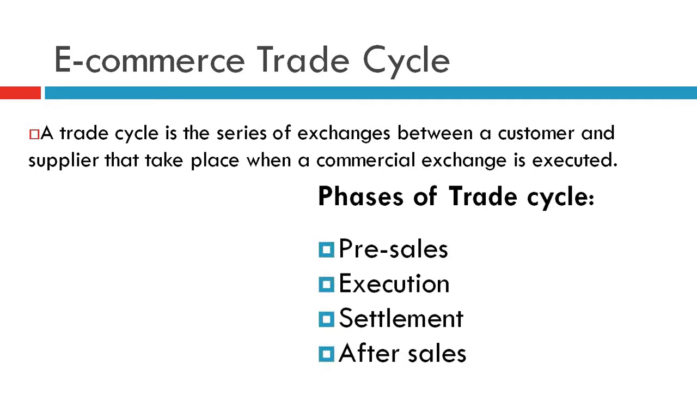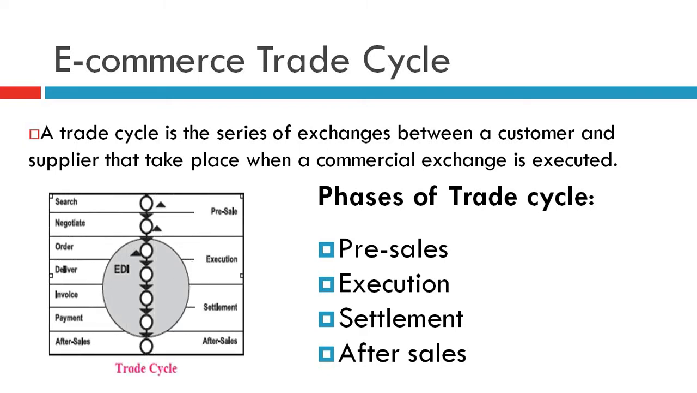Then coming to the phases of trade cycle. Trade cycle has 4 different phases. The first phase is pre-sales. Second is execution phase. The third one is settlement phase. And the last one is after sales phase. Let's see this in a diagrammatic form.